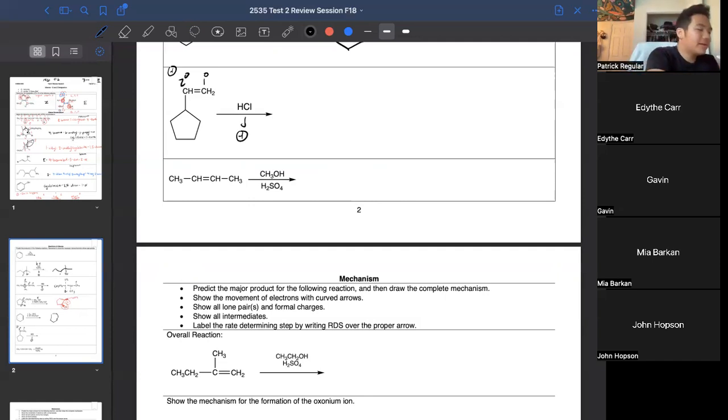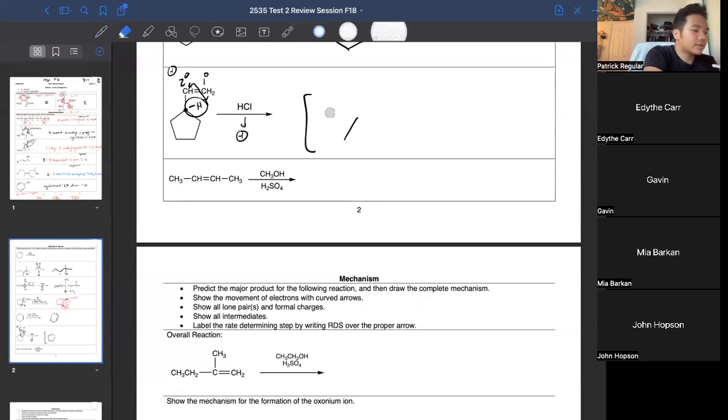Shift will happen. This carbon cannot donate methyl or ethyl groups because they're in a ring structure, but it has a hydrogen. And that hydrogen, kind of like if it was a methyl group, would just trade places with that carbocation. So your new intermediate after the shift would look something like this.